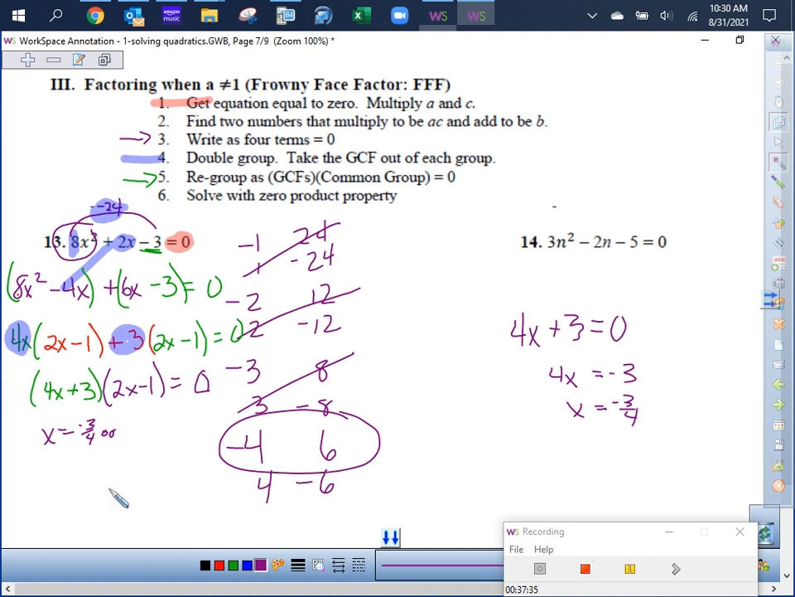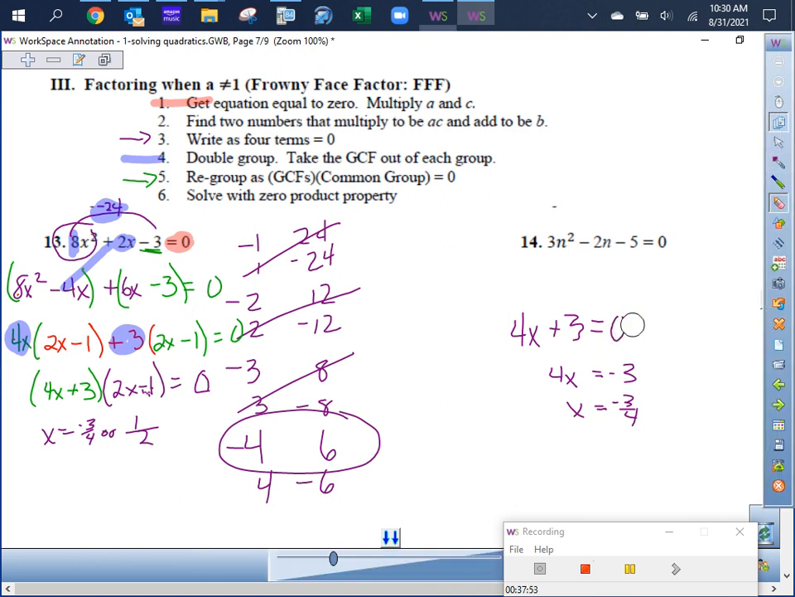Or, let's see if we can do it on this one. Opposite of this guy. This is a minus 1. Who's the opposite of that guy? 1 over 2. There's your solutions right there. That is not an easy thing. That is a complicated process. That is why I call it frowny face factoring.